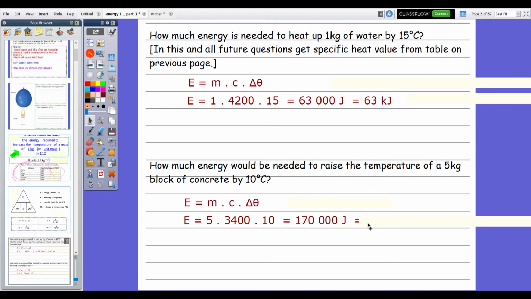Put the numbers in. 170,000 or 170 kilojoules. Either of those, absolutely fine. But don't forget, you have to have the unit. It's not 170,000, it's 170,000 joules or kilojoules. Don't forget the unit.